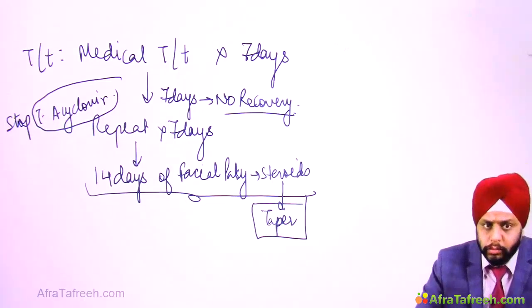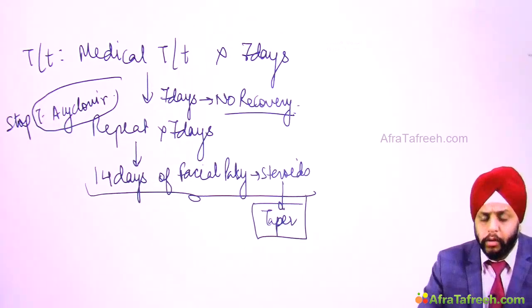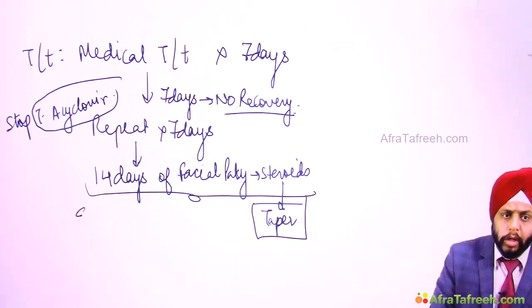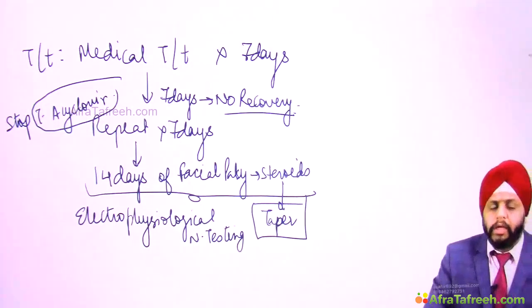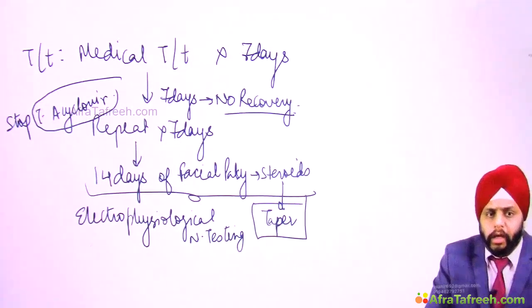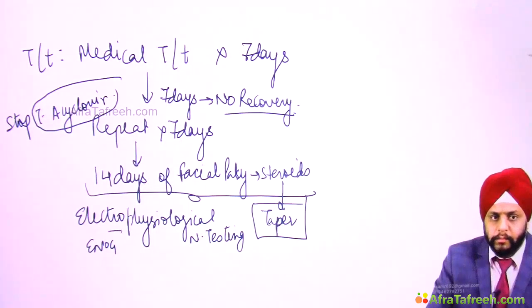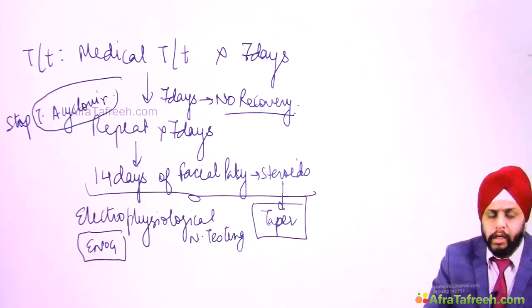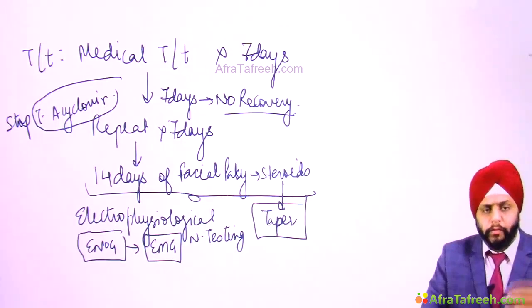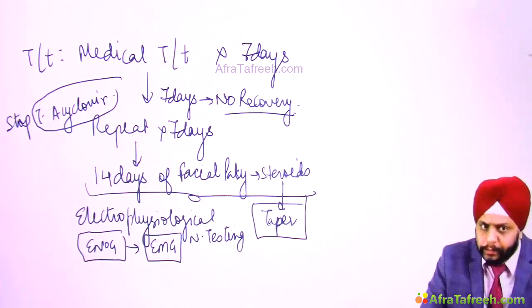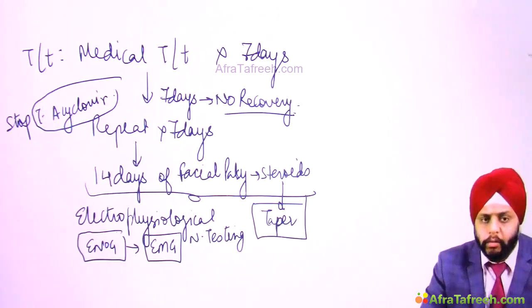But what will you do? The patient is not having recovery. Now you will do electrophysiological nerve testing. Remember, from 3 days to 14 days you can do the ENOG test. From 14 to 21 days, after 14 days ENOG becomes useless, then you can do electromyography, EMG. It is useful from 14 days or best from 21 days. So you can use these two tests and you can decide.